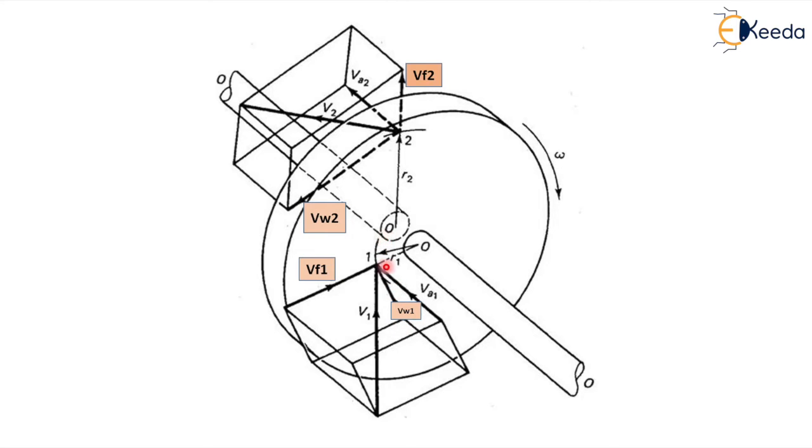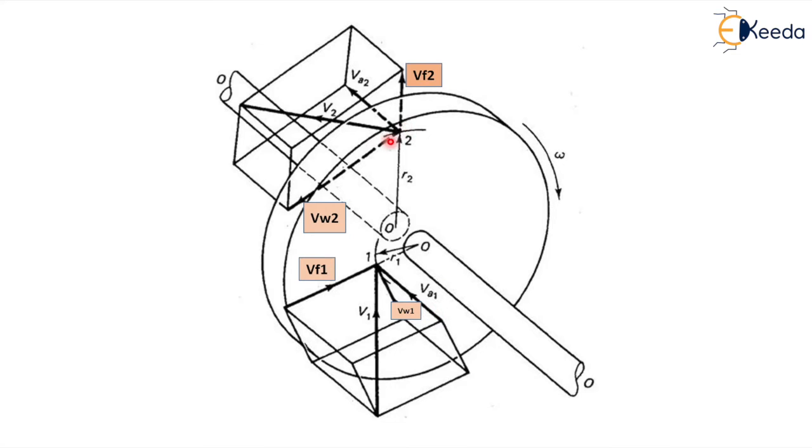If I draw a circle like this, then VW1 will be the tangent. Suppose I have to find the VW1 at this point, then VW1 will be like this. It will be tangent. VW1 is the tangential component. Now VF1, VW1 and VA1 all are perpendicular to each other.